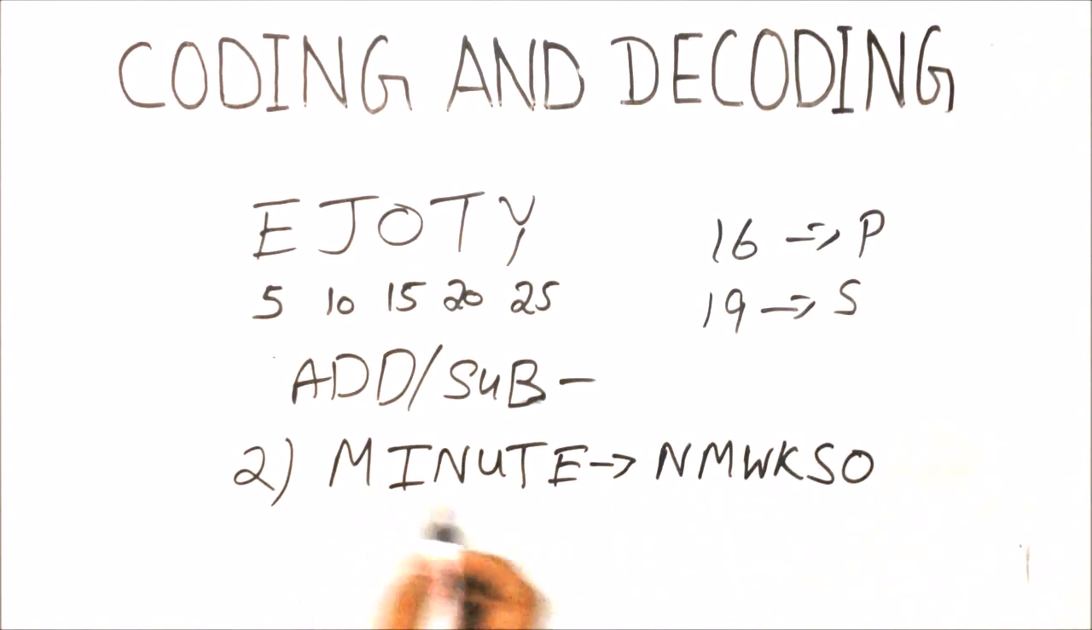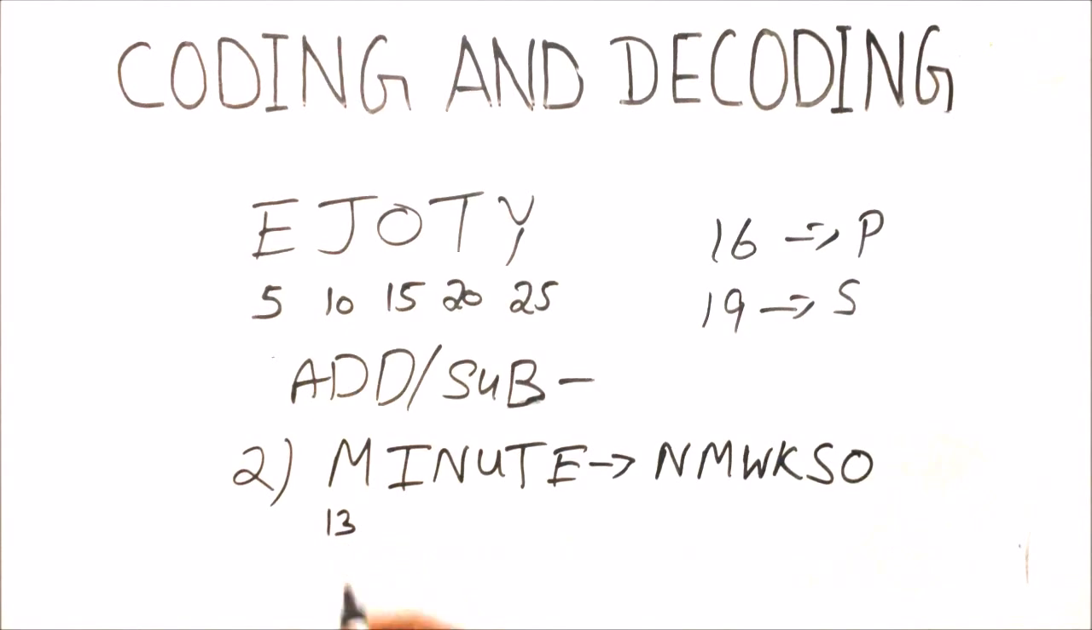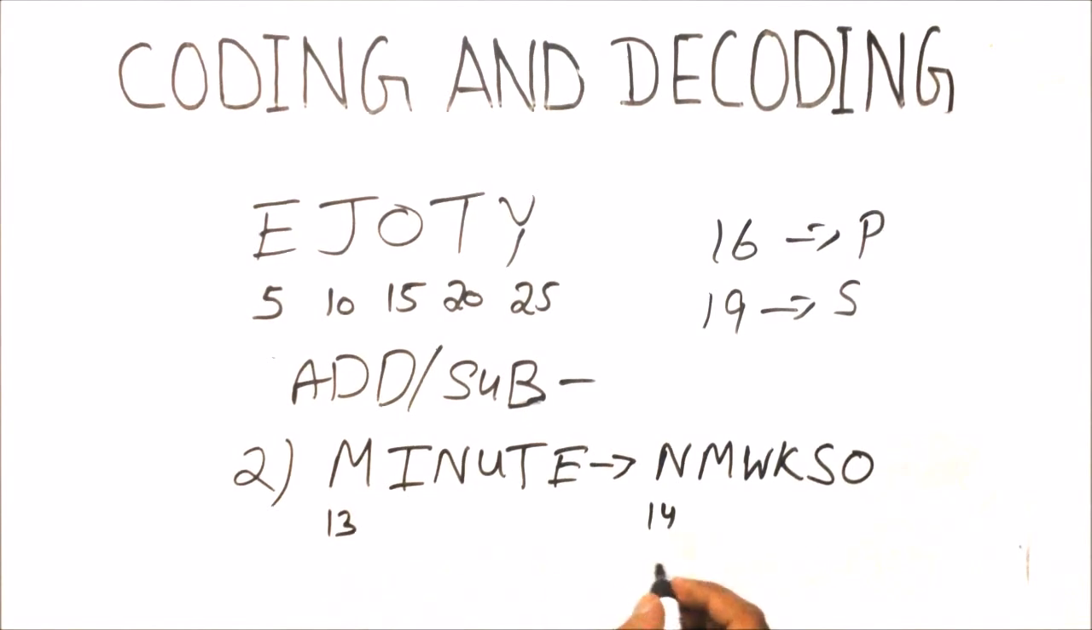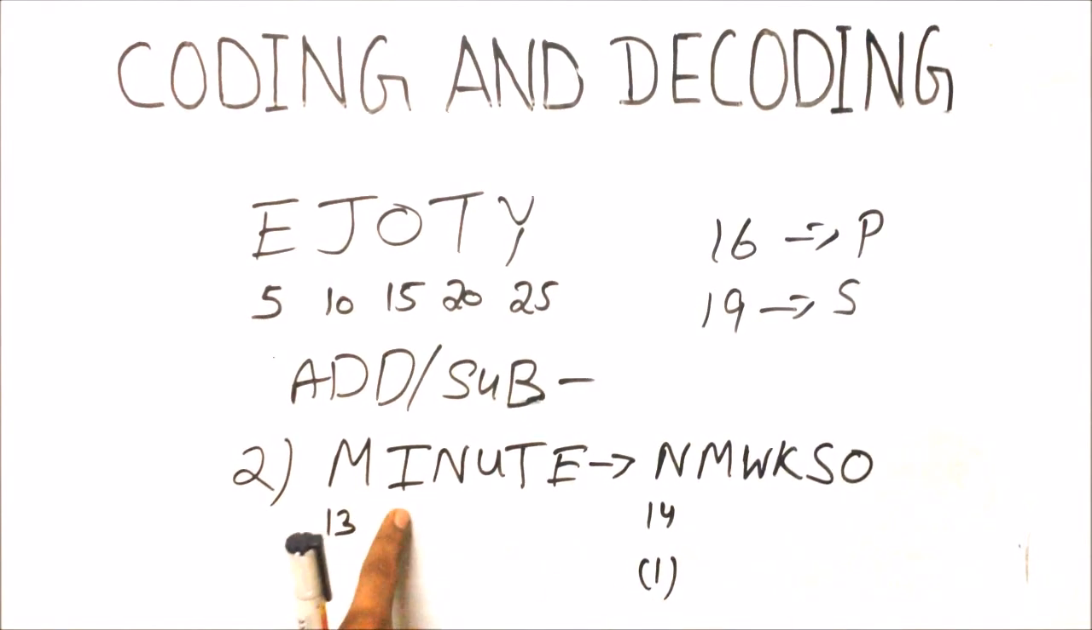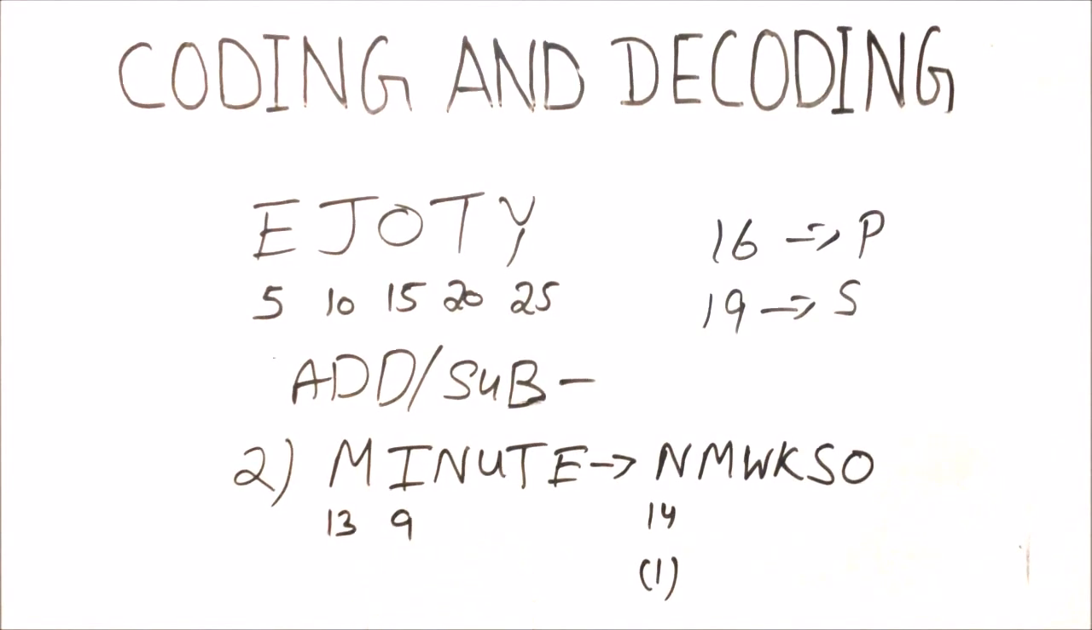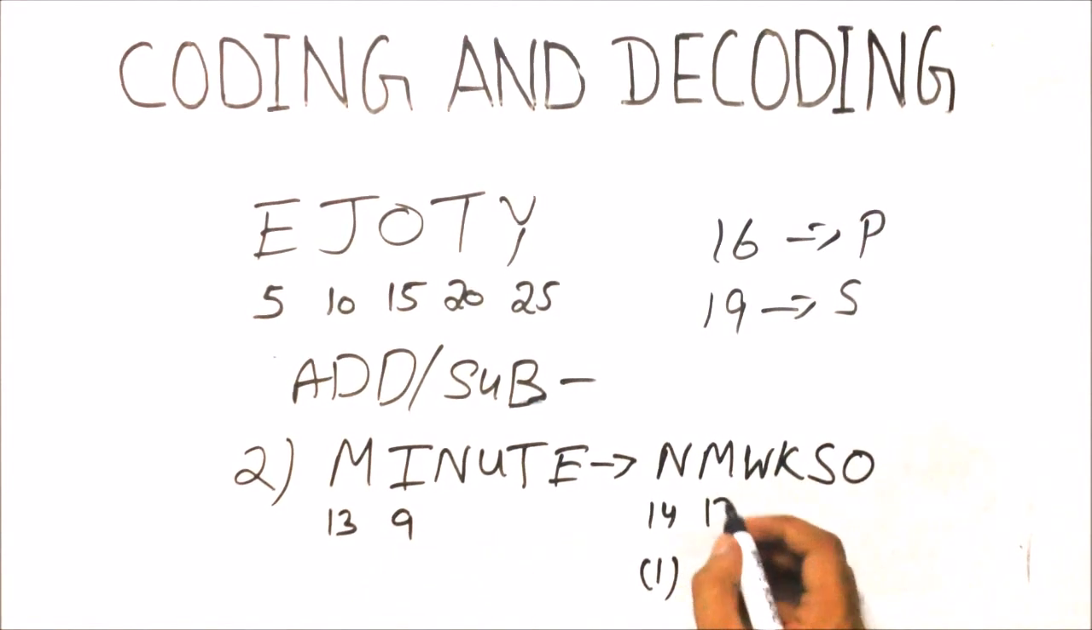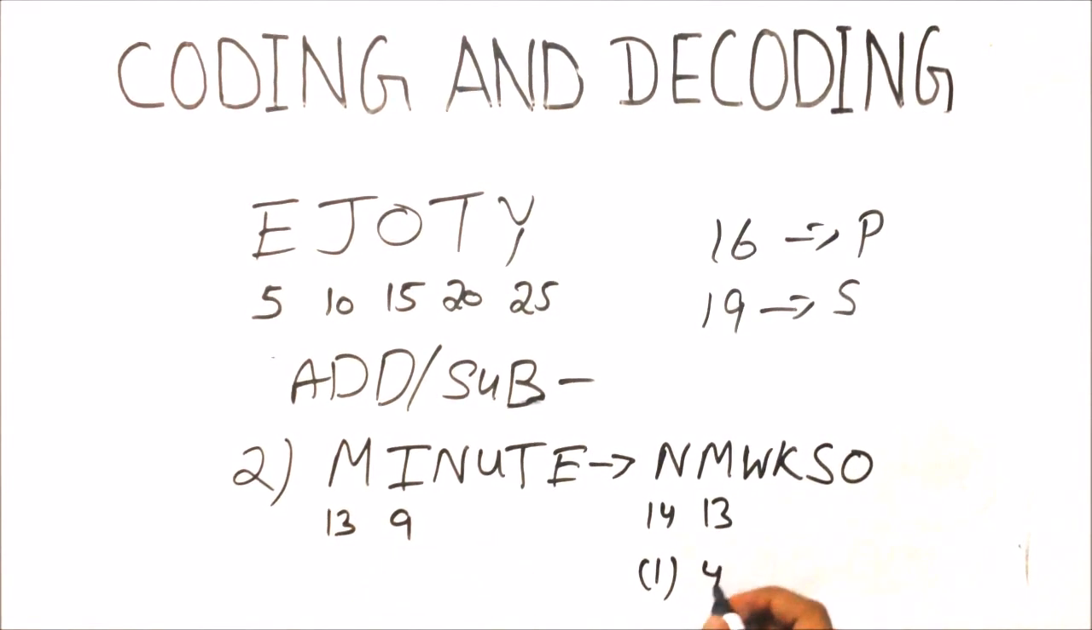The first letter here is M, which comes at the 13th place in the alphabetical order, and N comes at the 14th place. So there is a clear difference of 1. Now if you look at the second letter, I comes at the 9th place in the alphabetical order, and M comes at the 13th place. So here the difference is 4.